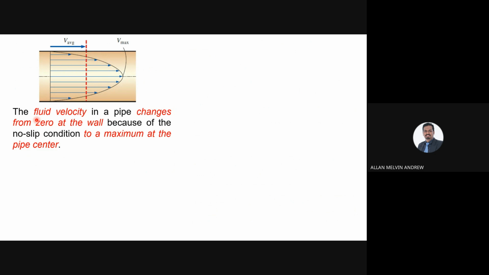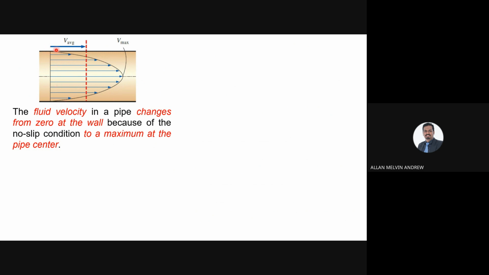Okay, so the fluid velocity in a pipe changes from zero at the wall, because of the no slip condition, to a maximum at the pipe center. We have seen this in our previous lecture notes. So this is a velocity profile inside a pipe. Let's say this is the starting point, and the velocity will develop until it is in the shape of a bullet. Okay, so why is this shape happening?